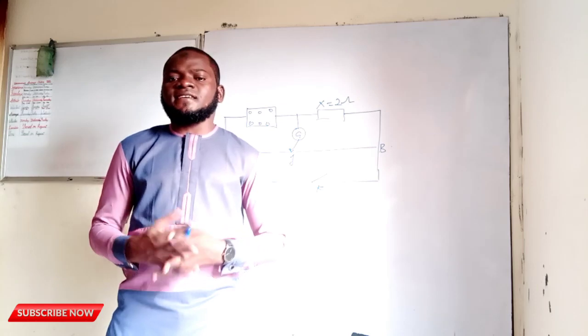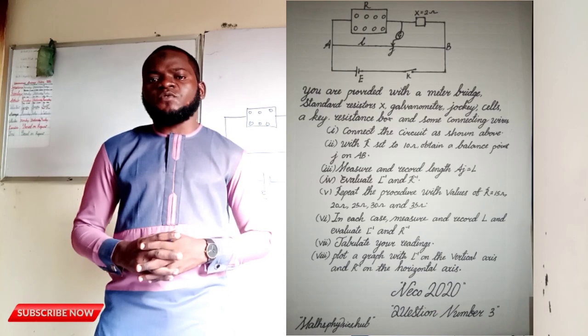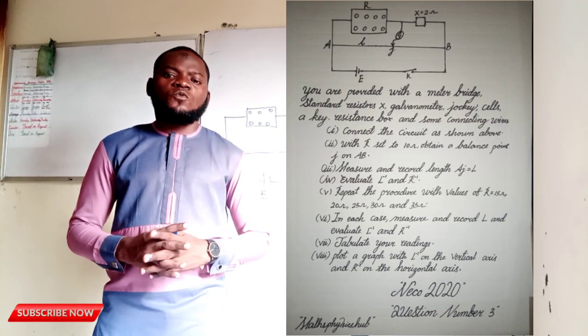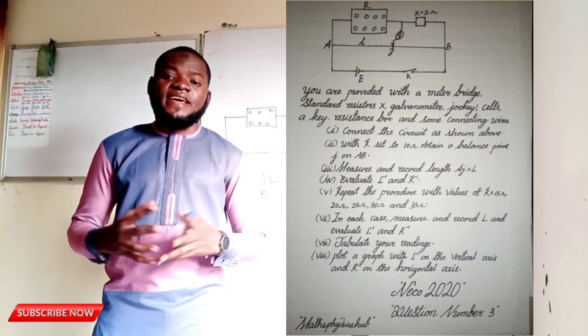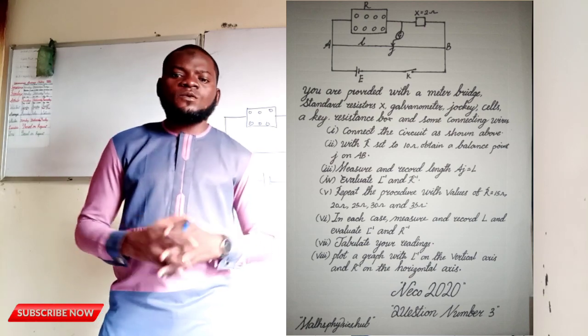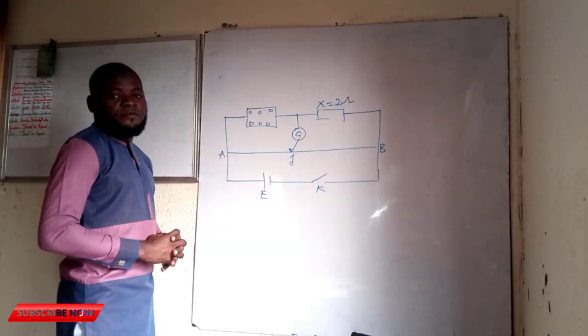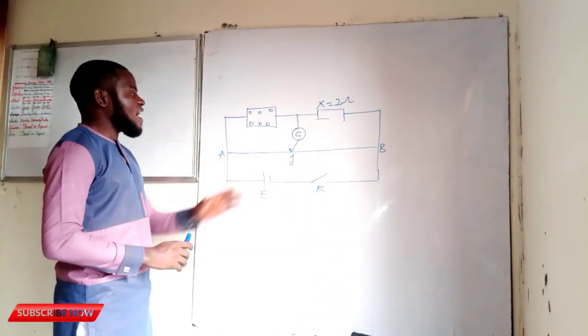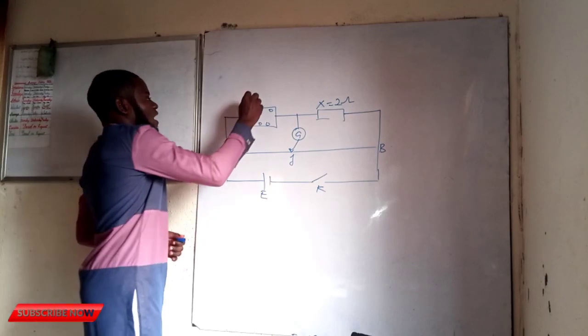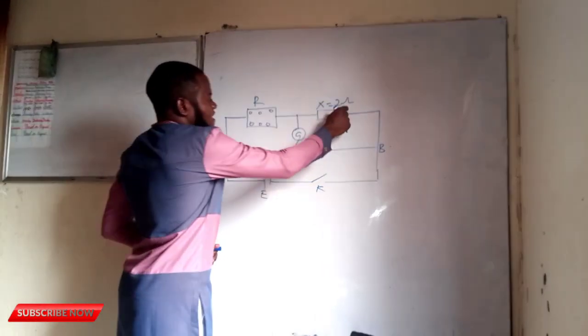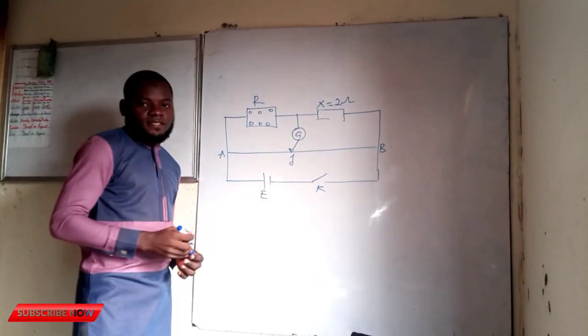Now let's look at this experiment we have. Like you can see on the screen, that is the question that we are going to be expecting in the said exam. But let's look at the board now. We have the circuit diagram on the board. Here is a resistance box R, and here is a 2 ohm resistor.